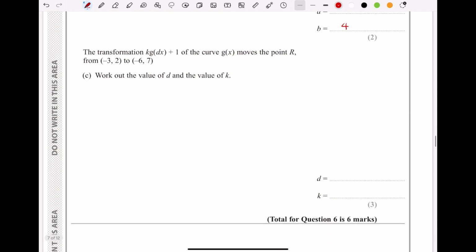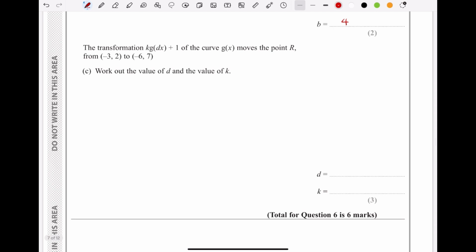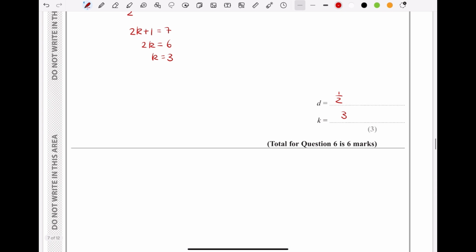The transformation k g(dx + 1) moves the point R from (-3, 2) to (-6, 7). So from -6 to -3, we know we have to times by a half. Therefore, d is going to be a half. Now from 2 to 7, we know we have to multiply 2 by k and then plus 1 to get to 7. Then that means k is going to be 3. Okay, now moving on to the next question.